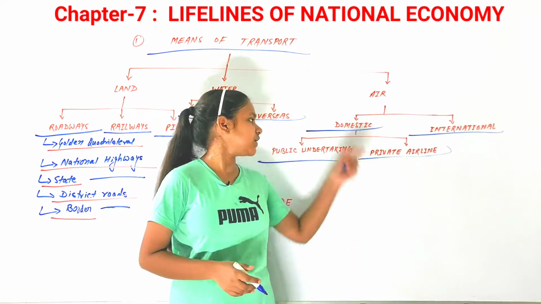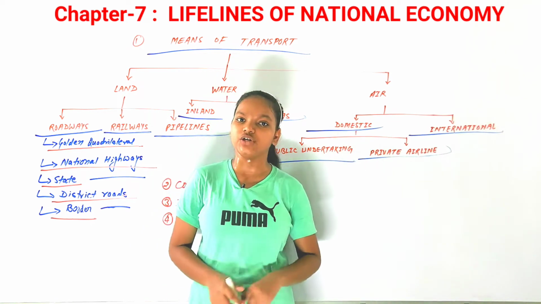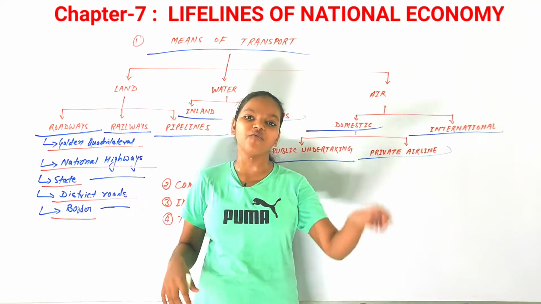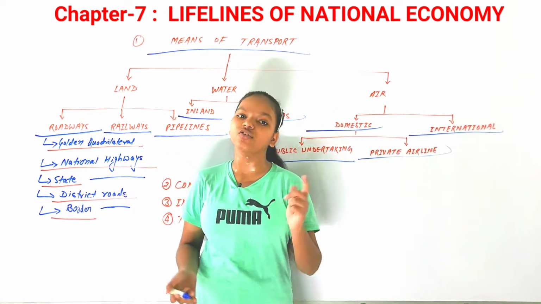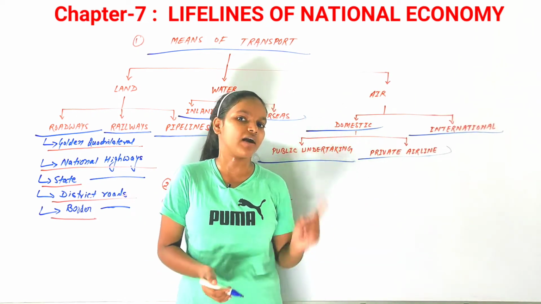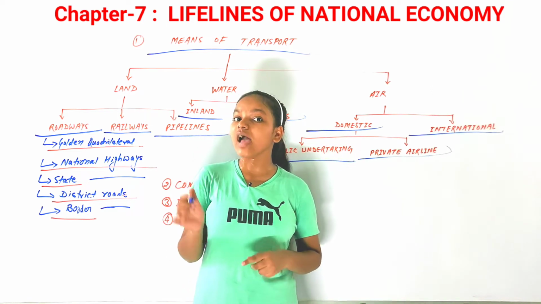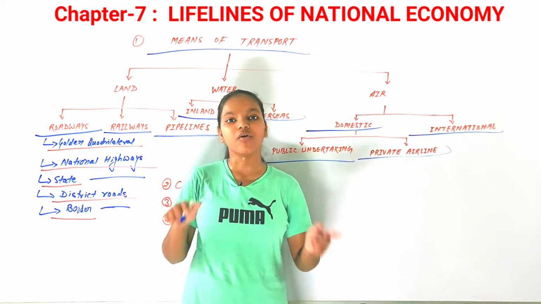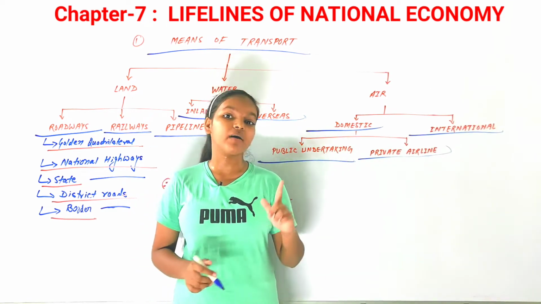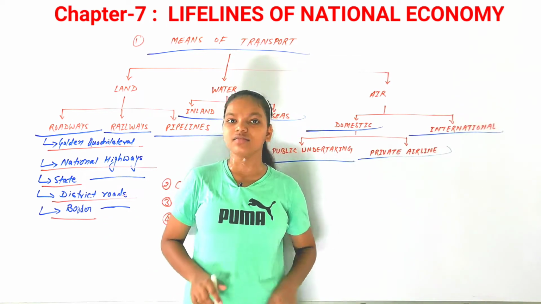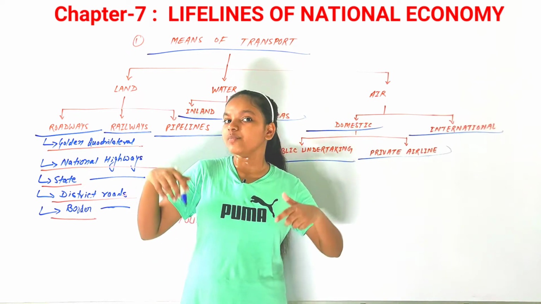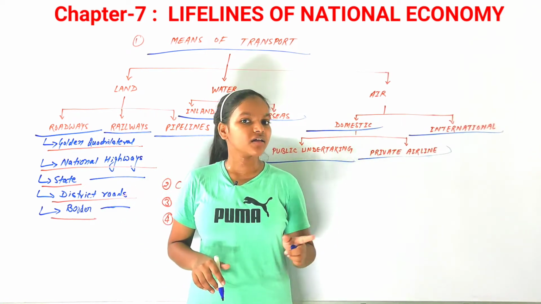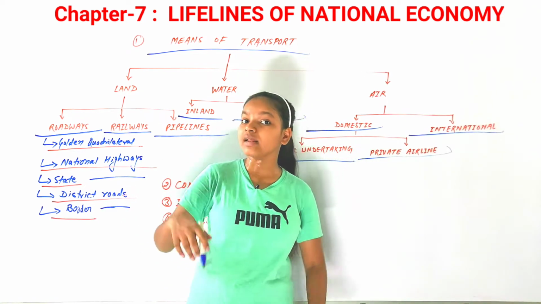Now in airways we have the domestic and international. International are those from one country to another country. If I have to move from here to Myanmar or to Maldives, that would be international airlines. And after that we have the domestic airlines for our country, in which we have public undertakings and private airlines. Public undertakings are owned by the government and are for the people, and private airlines are owned by an individual.